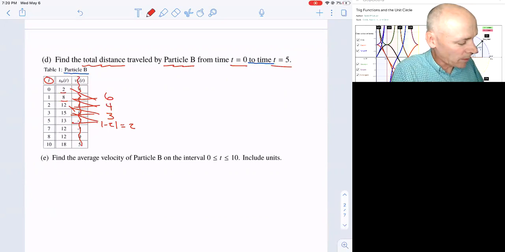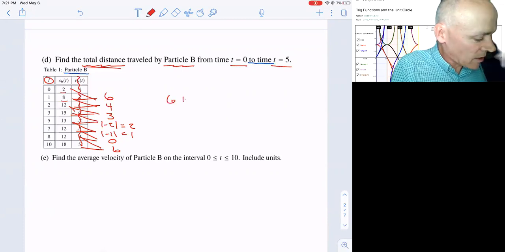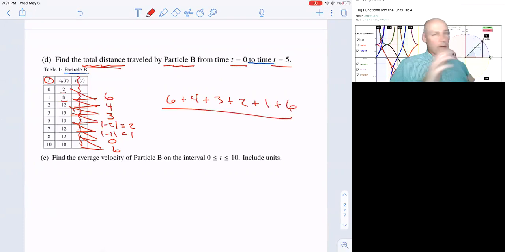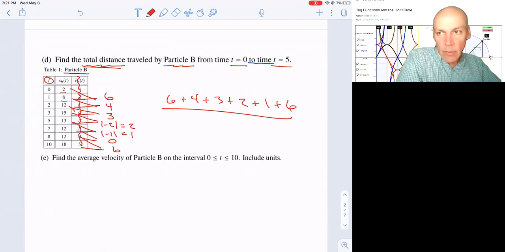When it goes from 13 to 12, it's the same way. It's -1, and I'm going to treat that as 1. From 12 to 12, it doesn't move. And then from 12 to 18, that's 6. So my total distance is just going to be 6 plus 4 plus 3 plus 2 plus 1 plus 6. It's a numeric answer. Don't bother adding that up. It'd be foolish to lose a point because of a simple adding mistake.